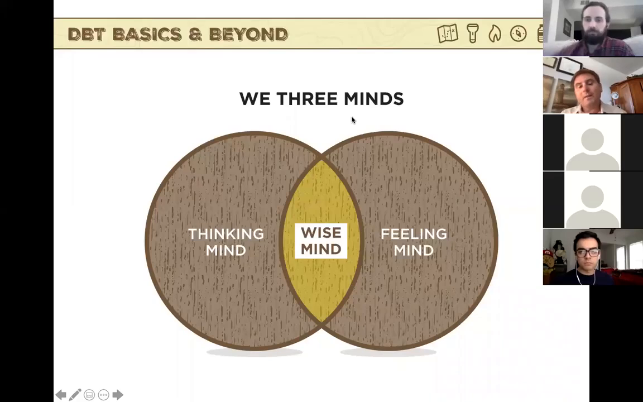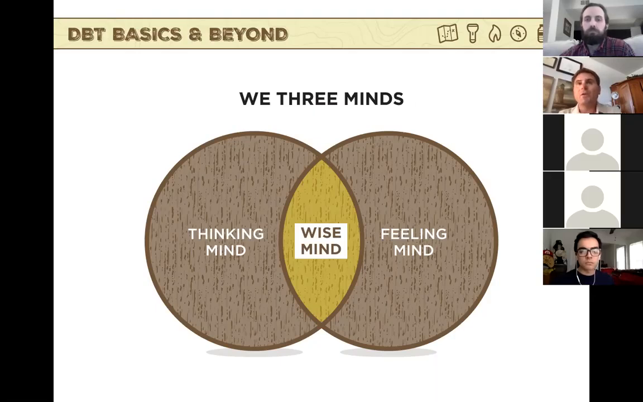So not only is the wise mind very dialectical, it can also find the right balance, because that's constantly what it's doing. So that's why in DBT, you're constantly referencing these three minds, and especially the wise mind.